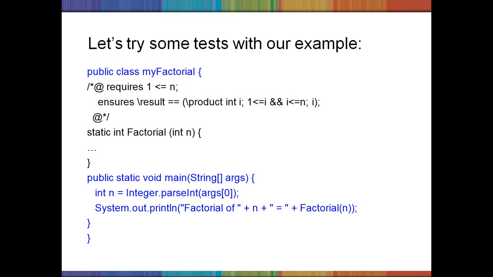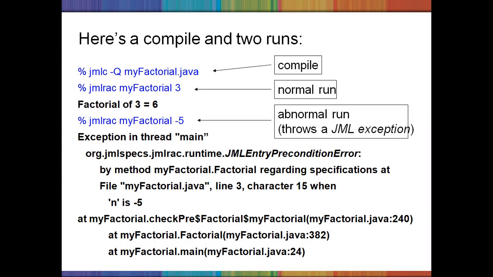Public class MyFactorial class. Within comments, you write the precondition, postcondition, and loop invariant, and compile the program like jmlc -Q MyFactorial.java. Then it will compile it. So how to run this? jmlrac MyFactorial 3. This is the command and argument that we are passing here. 3 means 3 factorial. Factorial of 3 is equal to 6.